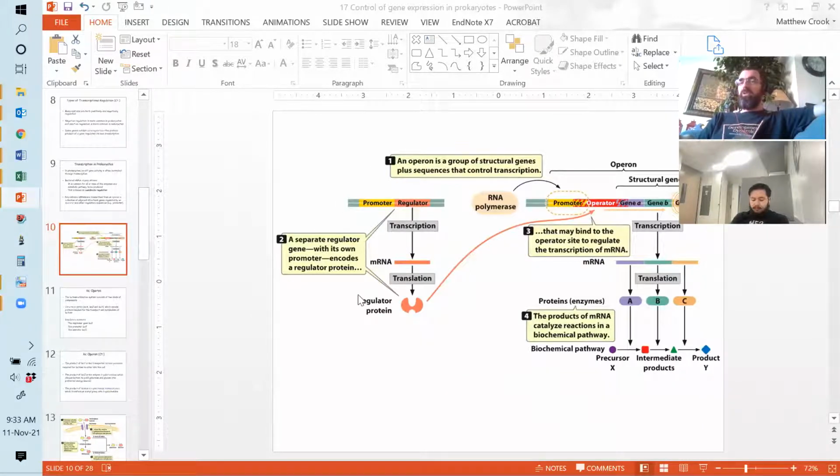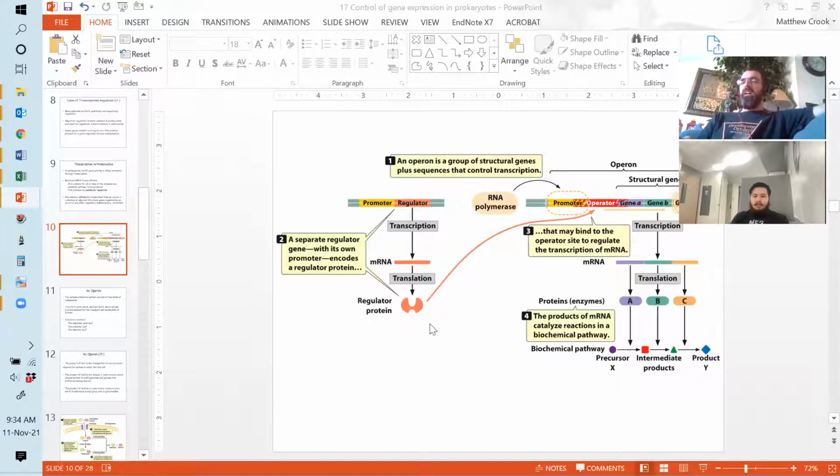There's also a gene encoding the regulator protein, and that might be right next to the operon. It may be somewhere completely else. And that's expressed all the time at a low level. The operon may or may not be, right? Hence the control of it. And this protein may or may not be able to bind that operator, again, depending on whether it's an inducible or repressible system. Here's a quick question.